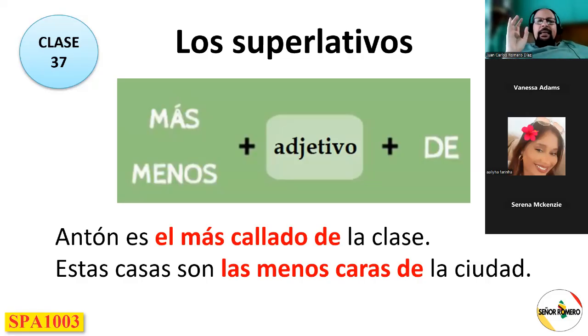So let's take a look at the example below. Anton is a male name. Anton es el más callado de la clase. Callado means quiet. So that means Anton is the most quiet boy in the class. The most quiet in the class. Anton es el más callado de la clase.